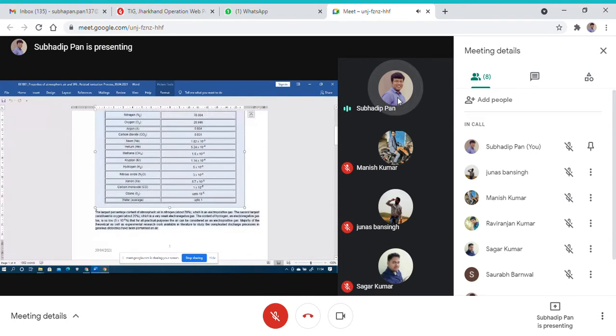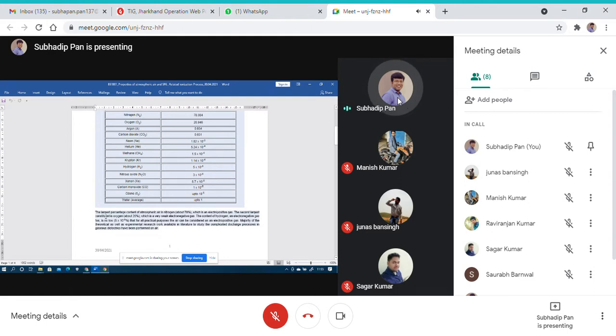It will be written that the largest percentage content of atmospheric air is nitrogen. I already told you, 78%. According to 100% volume of atmospheric air, 78% nitrogen is available in dry air. Keep in mind these things: nitrogen is an electropositive gas. So N2 is an electropositive gas.